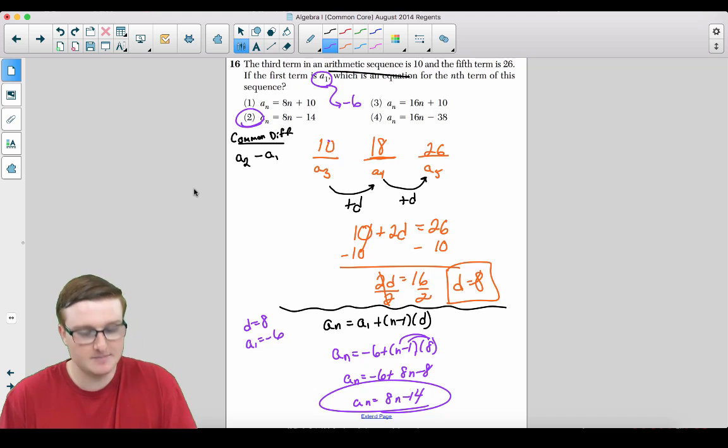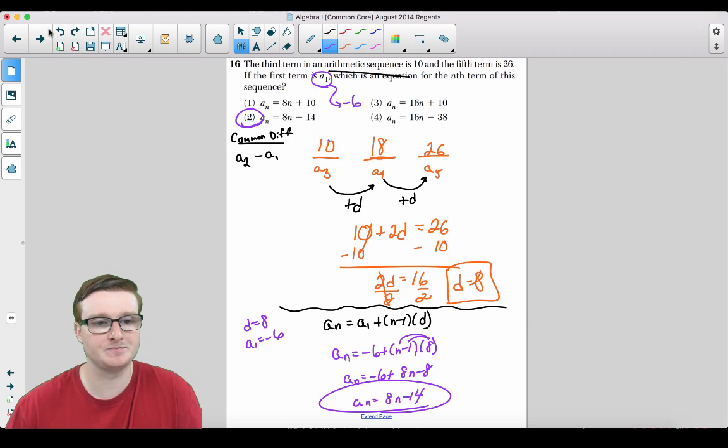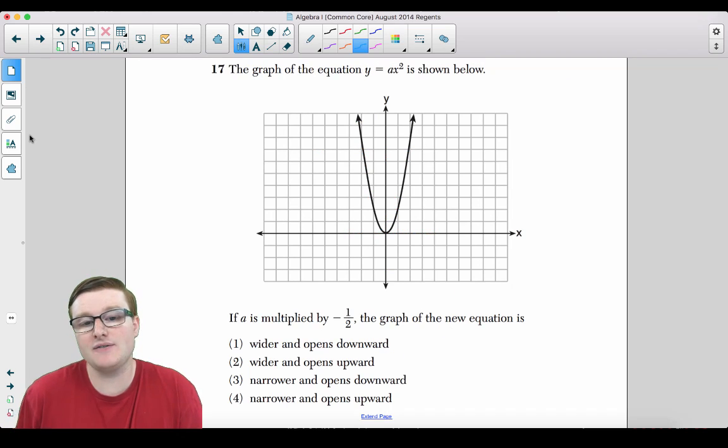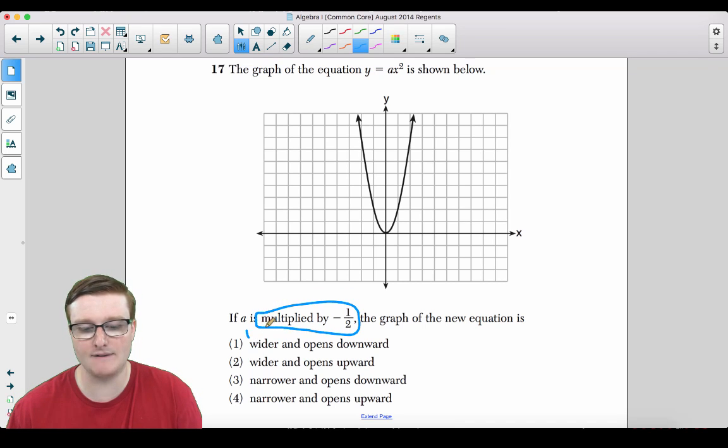Not too bad of a question. It's tedious, but again, not that bad. If you need to rewind it and just refresh your memory, go back and do so. All right, that's how you do number 16. Moving on to 17. The graph of the equation y equals ax squared is shown below. If the letter a is multiplied by negative a half, the graph of the new equation is what?